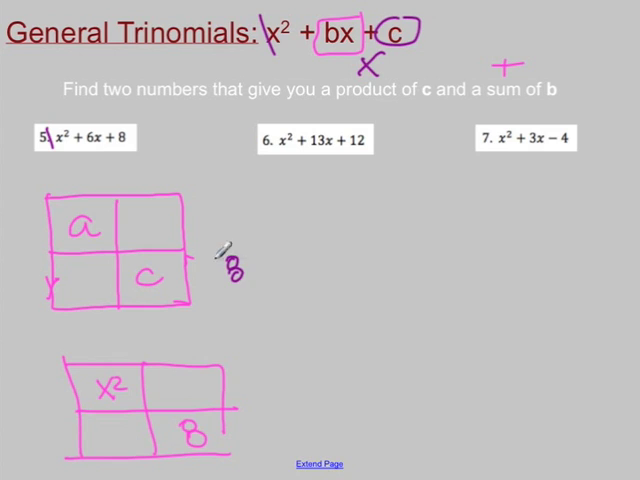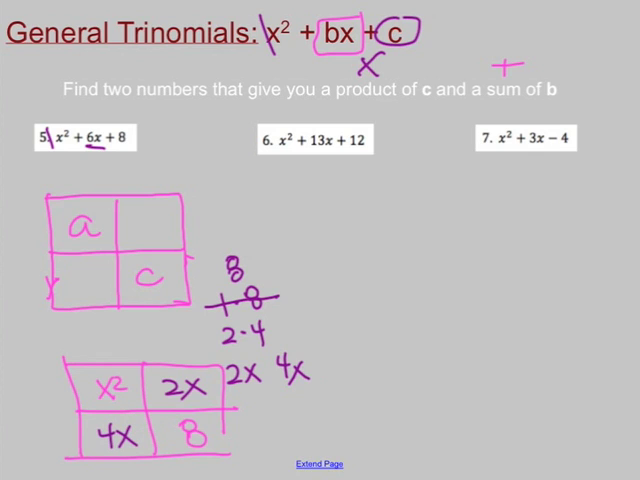And then I would say what multiplies to 8, but would add to 6x. So I would think of my factors of 8. I have 1 times 8, and I have 2 times 4. Well, any of those add to 6x? Well, 1 times 8 won't work. But if I have 2x and 4x, those would add to 6x. So those two go in here.